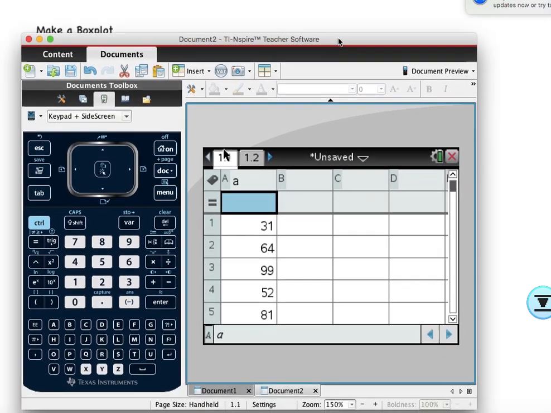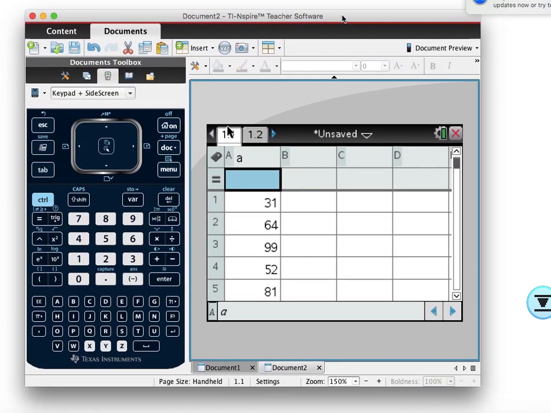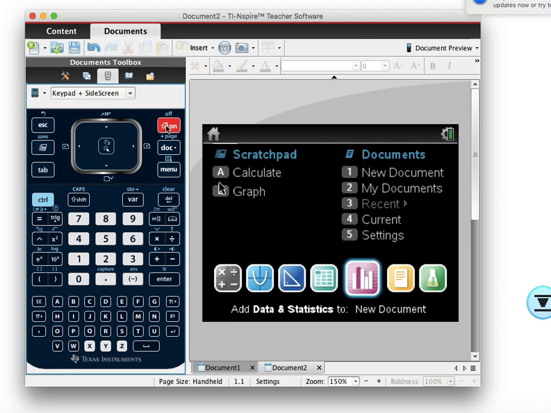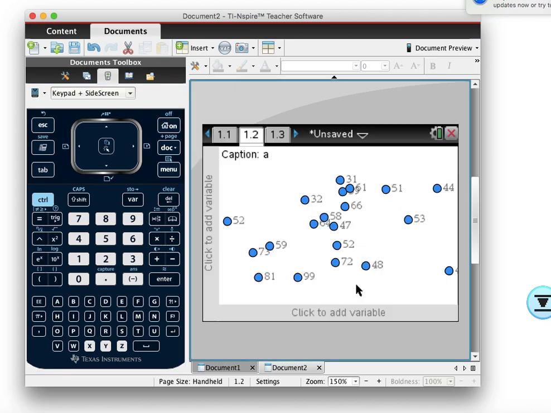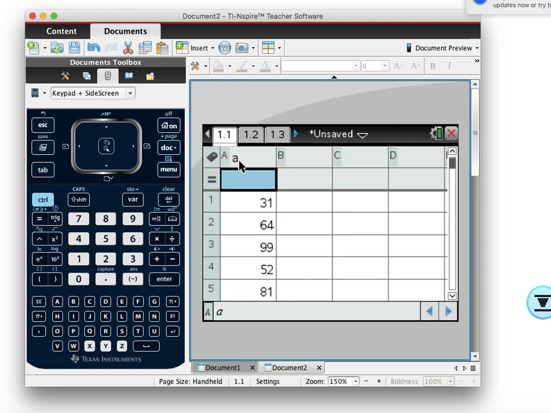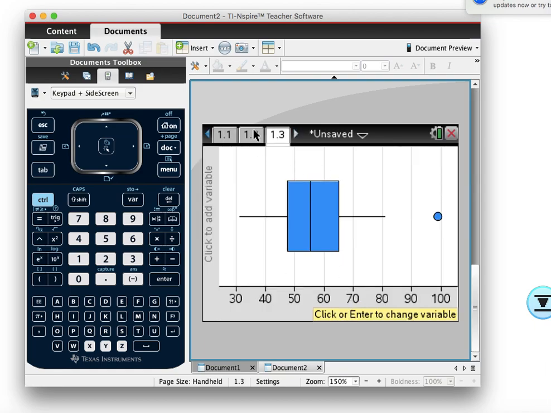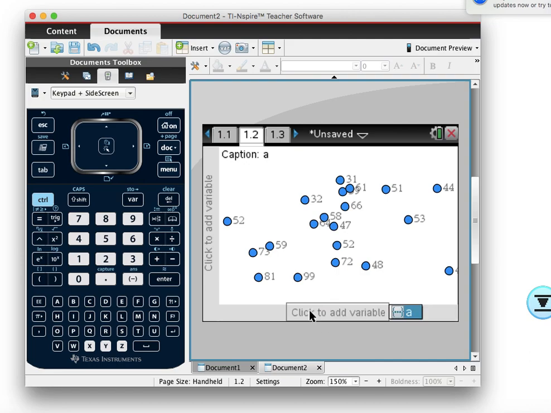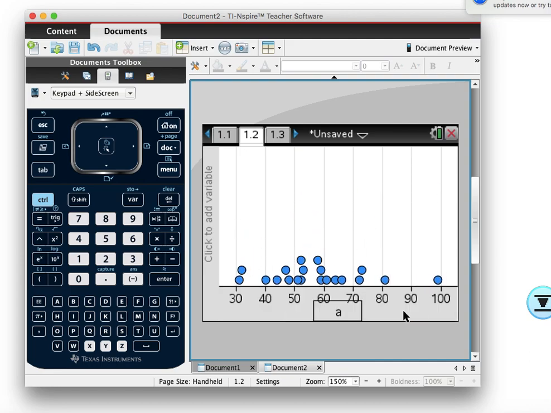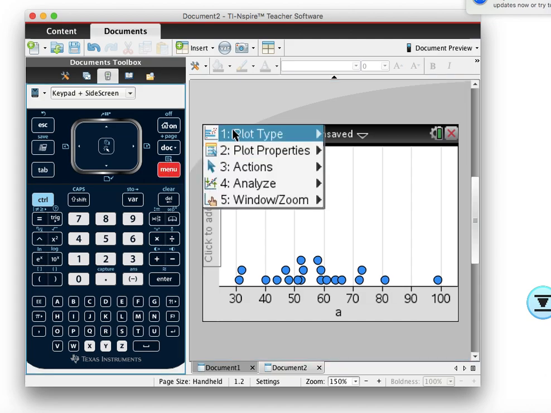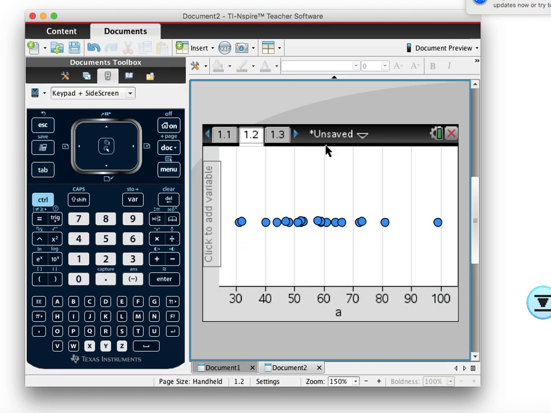If I want to make a box plot, I think the absolute fastest way would be to go back to your home page and go to the pink graph. And then whatever you titled your data, so I titled my data A, put that on the x-axis, A. And what that gives you right now is a dot plot. If you ever need that you can look at this as well. And then you go to menu, plot type, and change it to a box plot.